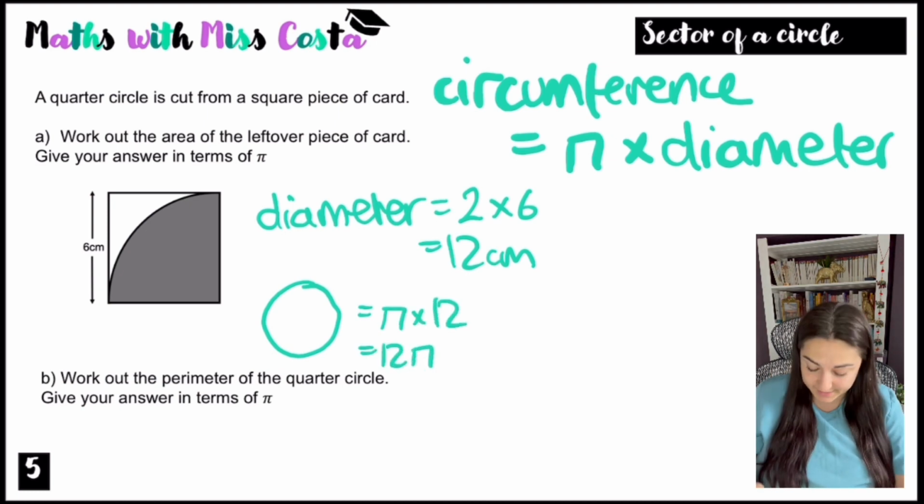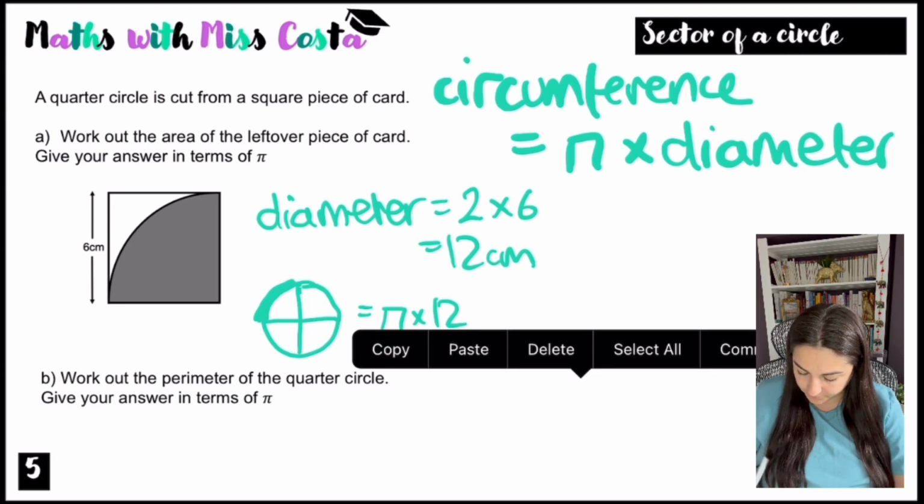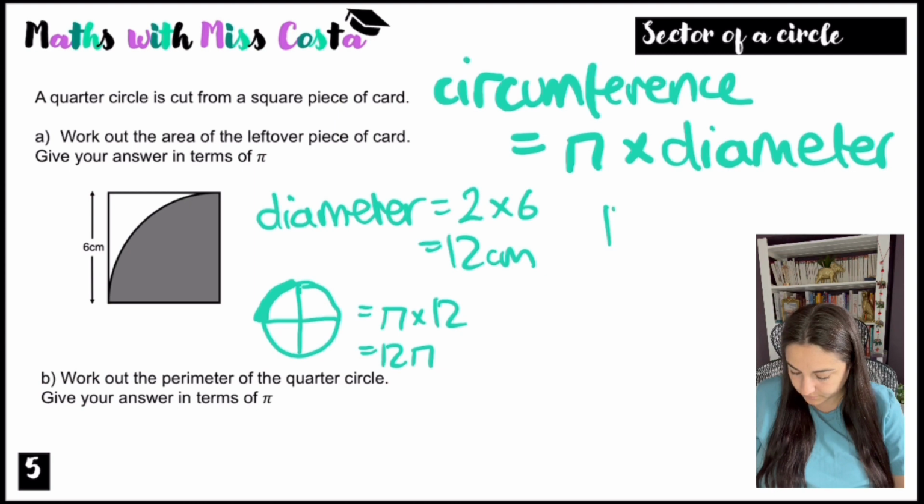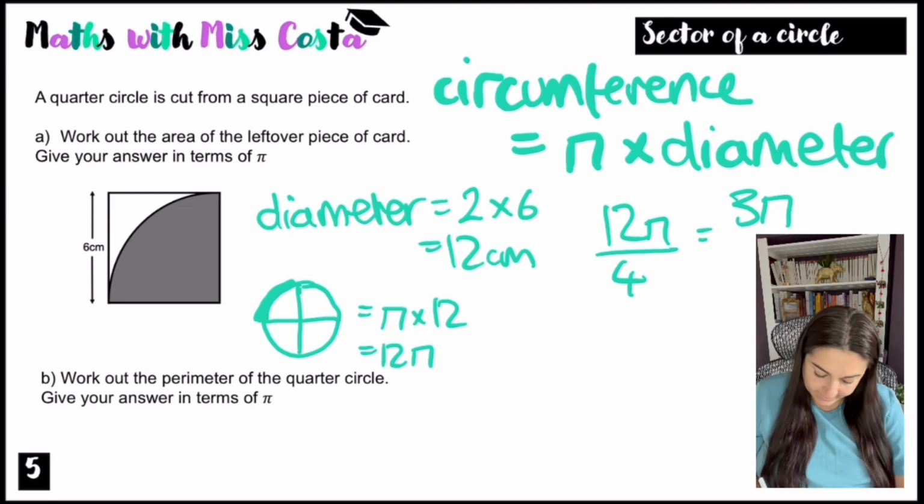But it's a quarter circle, so whatever the circumference of the full circle is, I only want a quarter of that. So I do 12 pi divided by 4, which leaves me with 3 pi. So this part here is 3 pi.